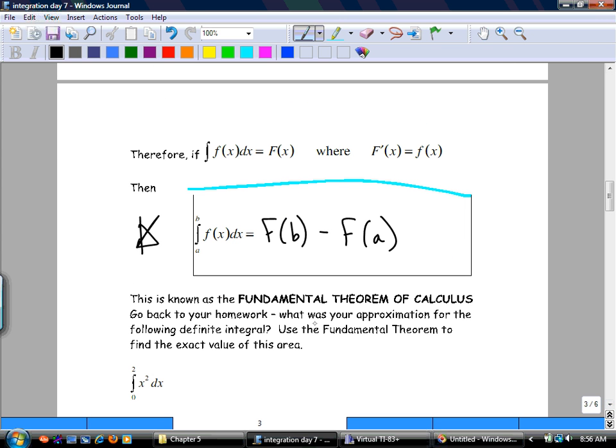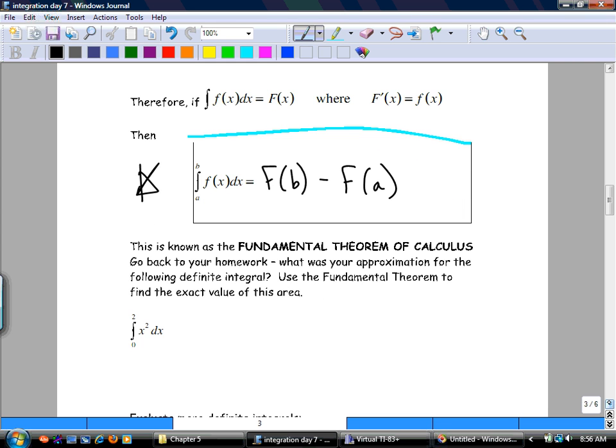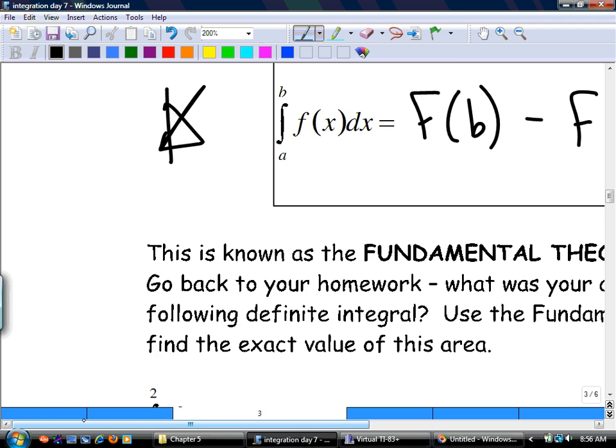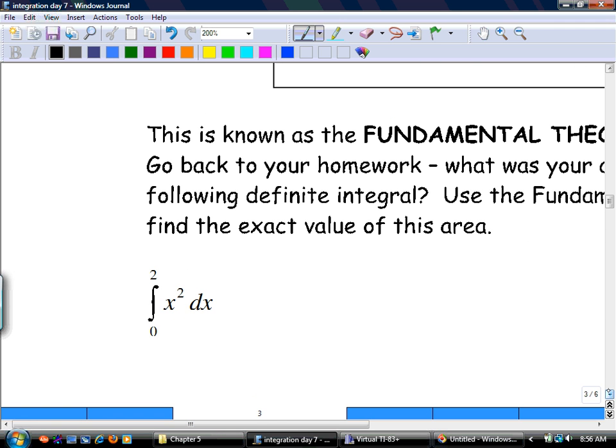Now, go back to your homework. What is the approximation for the following definite integral? Use the fundamental theorem to find the exact value. Okay, well, whatever. Let's just find the exact area. The antiderivative between 0 and 2, x squared dx. What are you going to do? X cubed over 3 plus c, and we're going to find the area between 0 and 2.